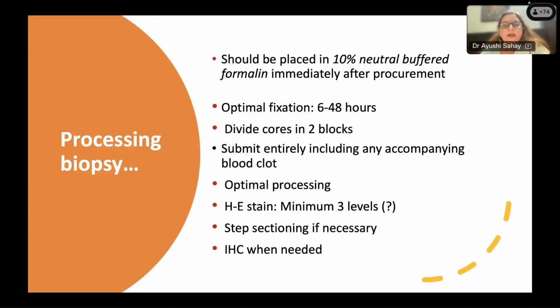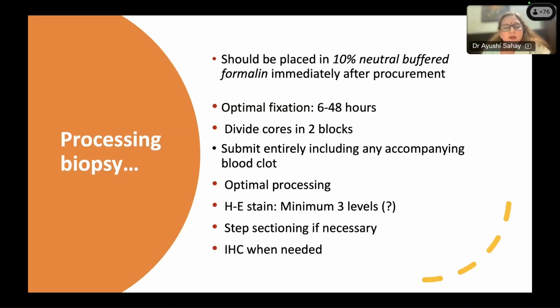And you should always submit it entirely, including any accompanying blood clot. Do not preserve the tissue. Do not save that tissue. It is of no use. You have to make it into a block, and then a subsequent block can be chosen for molecular testing or any kind of additional testing. So for optimal processing, the ASCO-CAP guideline has to be followed.